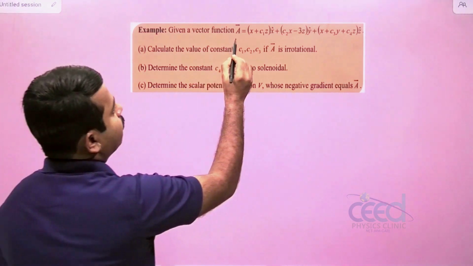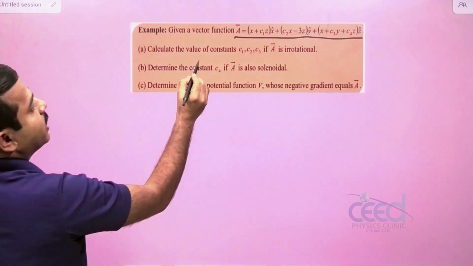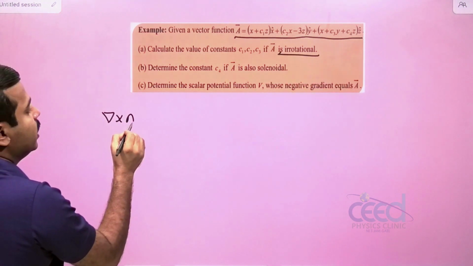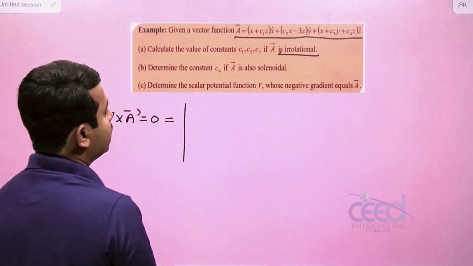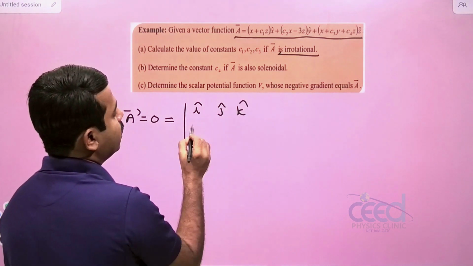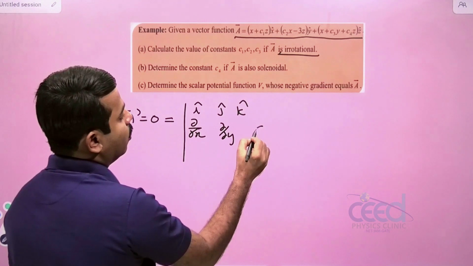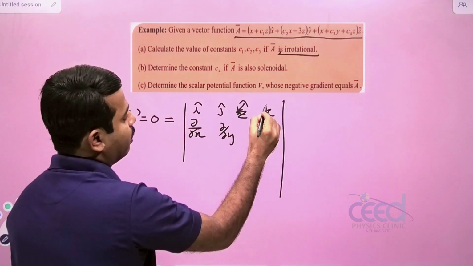A is equal to, let me take this A. Now, if it is irrotational, it means del cross A is equal to 0. That means what is del cross A? It is the determinant with i cap, j cap, k cap, dou by dou x, dou by dou y, dou by dou z. I am writing this k cap here.